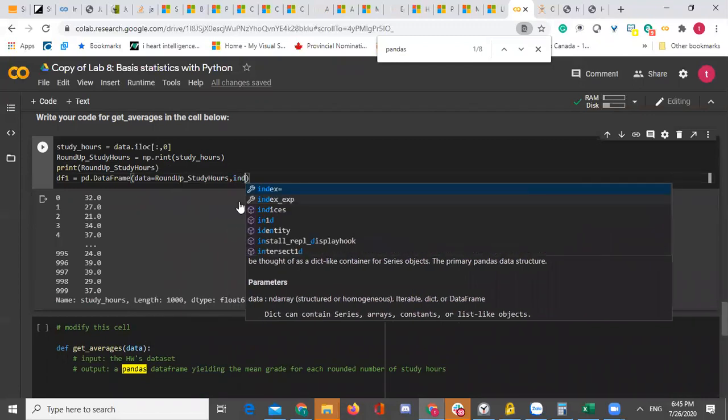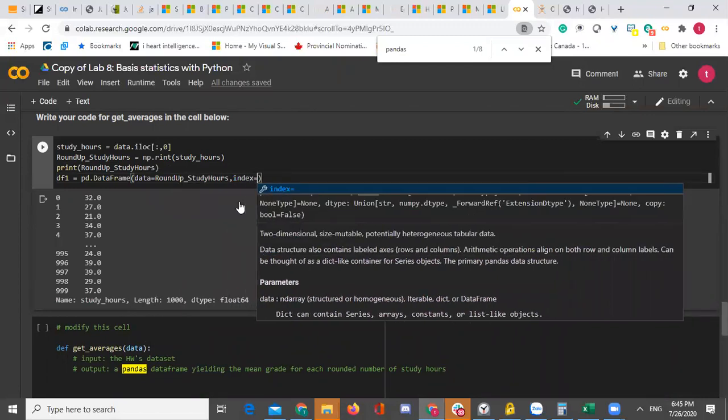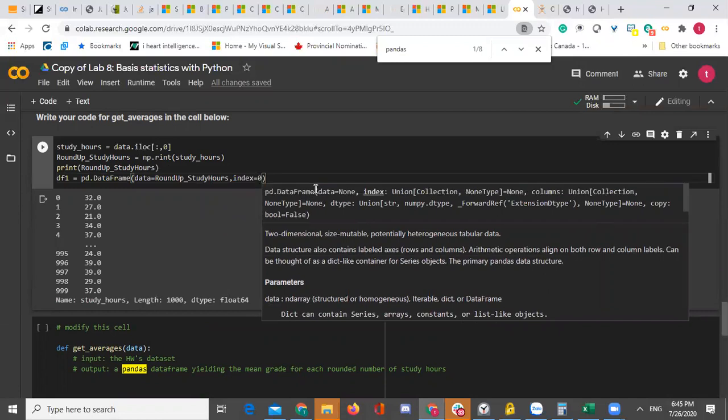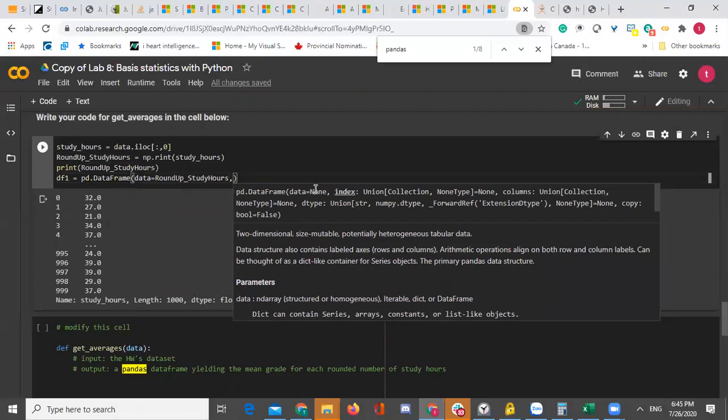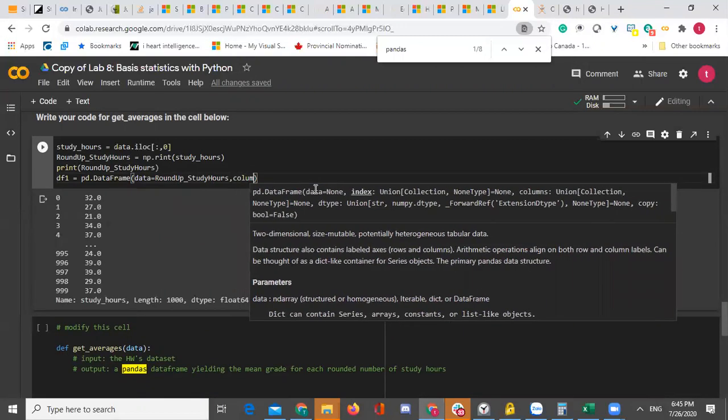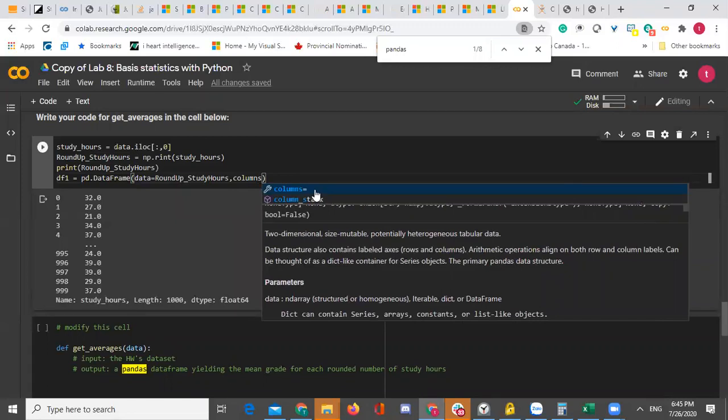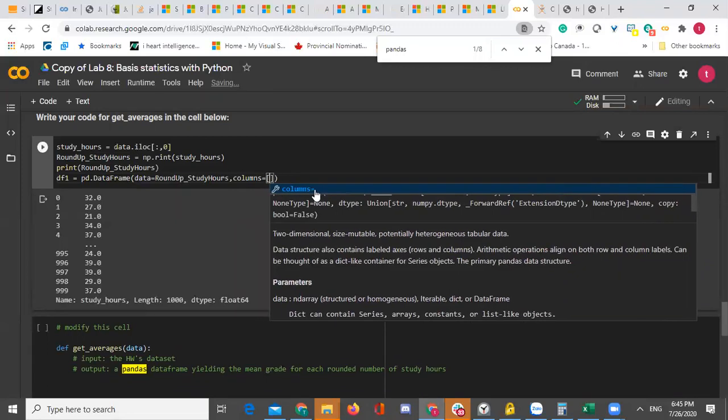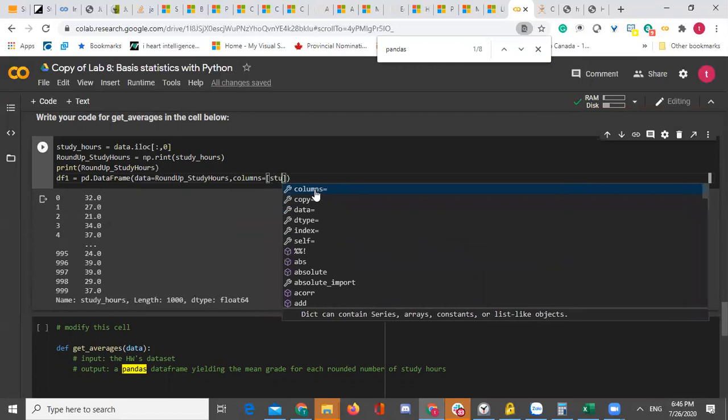Index. You can provide the index. The index is already there. Oh, 0, okay, 1, then. 2, 3, still 999. What you should provide is the columns. Columns. I'm not sure what is equal to study hours.